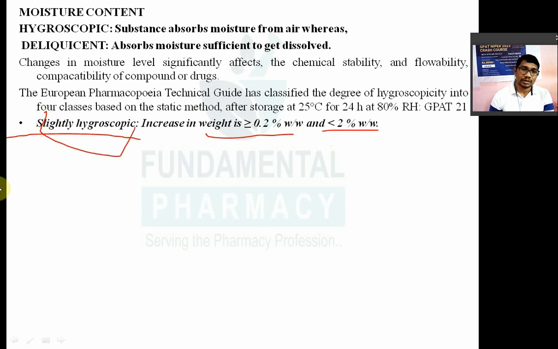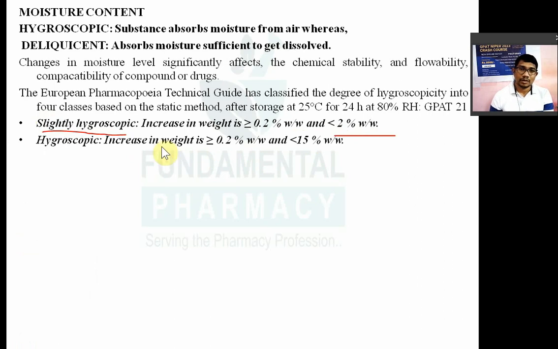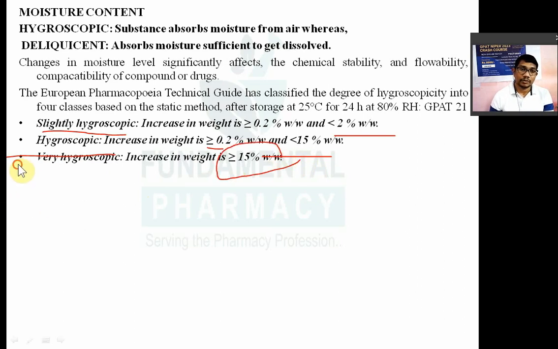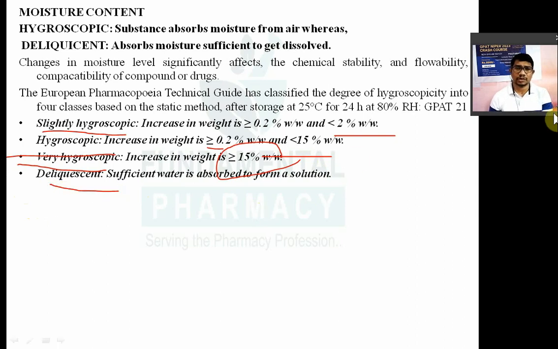So when will we call a compound slightly hygroscopic? If its weight increases by less than 2% weight by weight. If the increase in the weight is less than 2%, it is known as slightly hygroscopic. If the increase in the weight is more than 0.2% but less than 15%, it is known as hygroscopic. A question on this has come in GPAT 2021. Now if the increase in the weight is more than 15% weight by weight, it is known as very hygroscopic. Deliquescence: it will absorb sufficient moisture to become a solution or liquid.